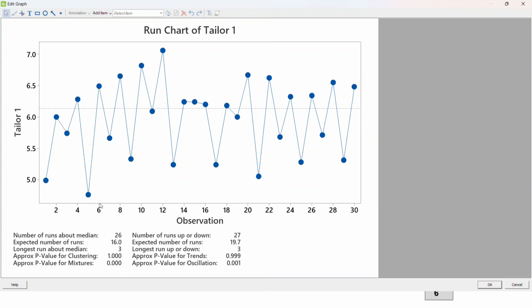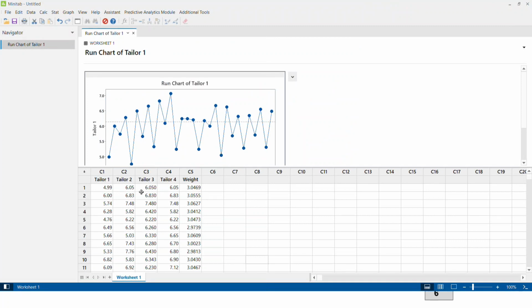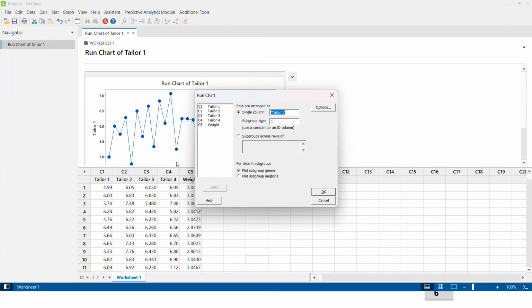So here we can conclude that this data has both mixture as well as oscillation effect. Now let me draw this run chart for another data, which is Taylor 3. In Minitab, when we press Control E, it will take us to the previous screen. So here I'm going to select Taylor 3 and the subgroup size will be 1. And now I can click OK.